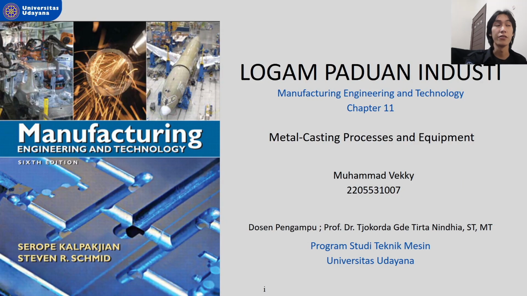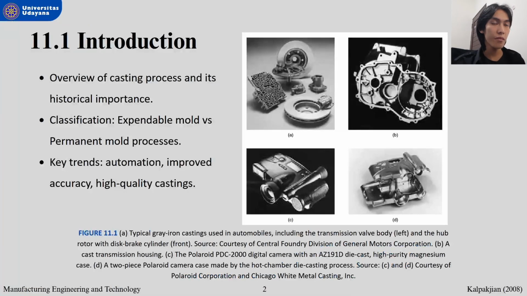In this video, I want to explain the Manufacturing, Engineering and Technology book, chapter 11, titled Metal Casting, Process and Equipment. So here we go. The first one is the introduction. Metal casting is a process where molten metal is poured into a mold cavity.